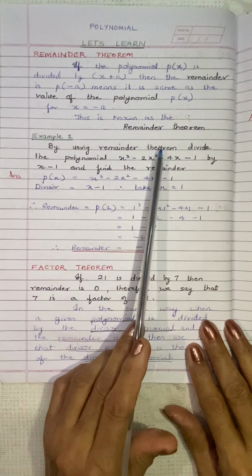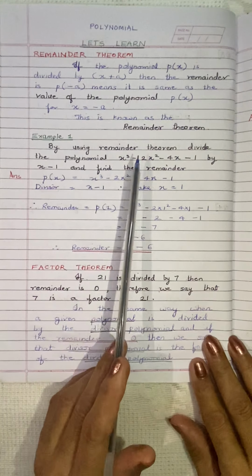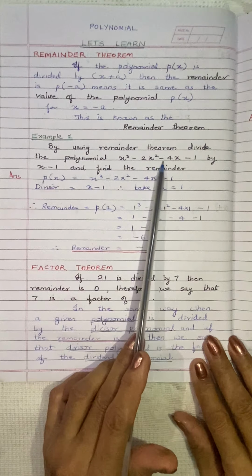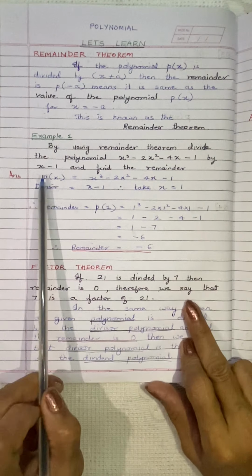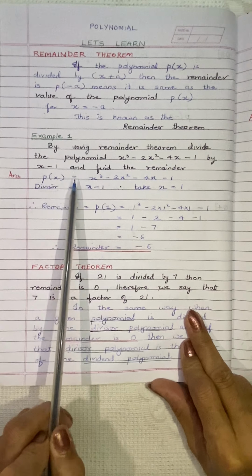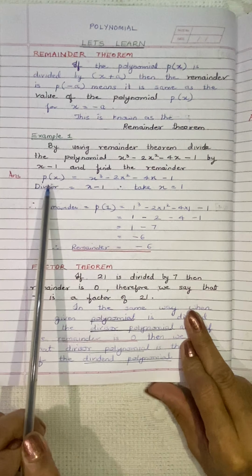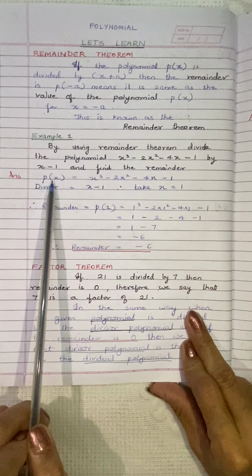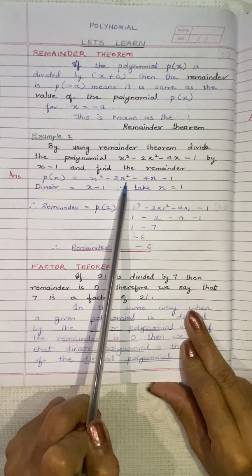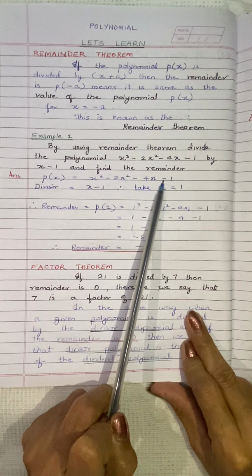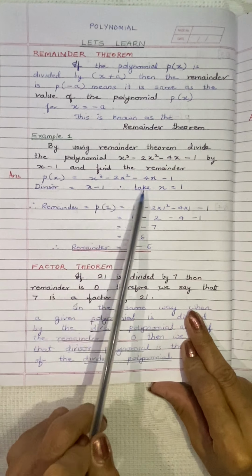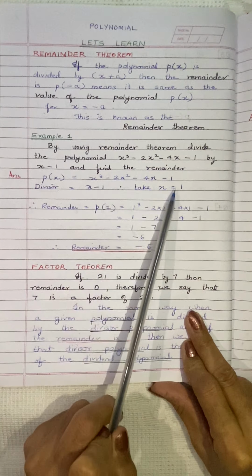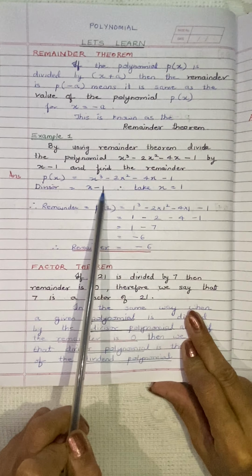By using the remainder theorem, divide the polynomial x cube minus 2x square minus 4x minus 1 by x minus 1 and find the remainder. Here the equation given is p(x) is equal to x cube minus 2x square minus 4x minus 1. Divisor is x minus 1. So we need to take x as positive 1, the opposite of this.